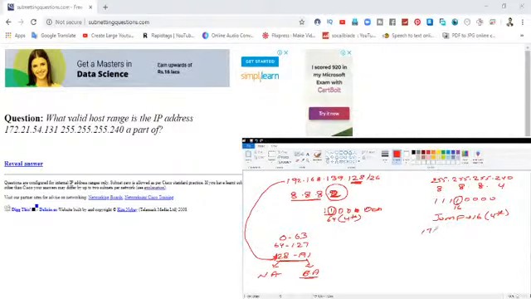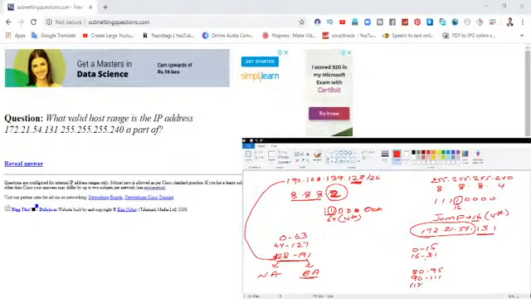We have the IP address 172.21.54.131. So just leave this part, just focus on this part. As we have a jump of 16, we have to reach 131. How will we reach there? As we have a jump of 16, the first network would be 0 to 15, then 16 to 31. Just like that we will get the network of 80 to 95, then 96 to 111. Am I right? Yes.